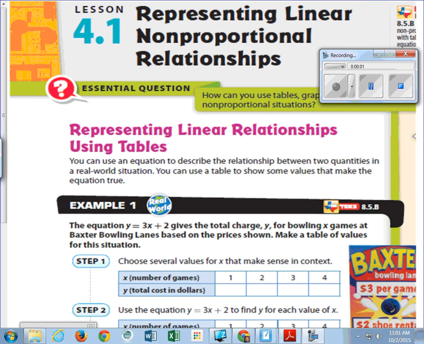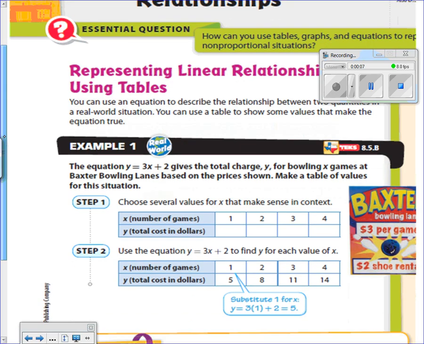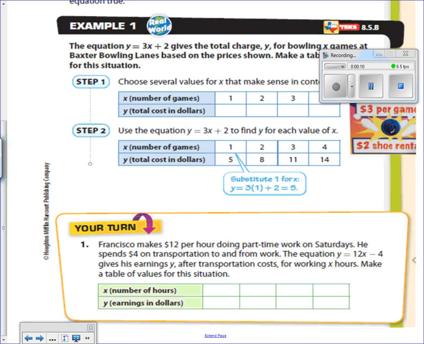Okay, 4.1, representing linear non-proportional relationships. We're going to start off by learning how to put everything into a table. So it says Francisco makes $12 per hour doing part-time work on Saturdays. He spends $4 on transportation to and from work. The equation y equals 12x minus 4 gives him earnings y after transportation costs for working x hours. Make a table of values for this situation.